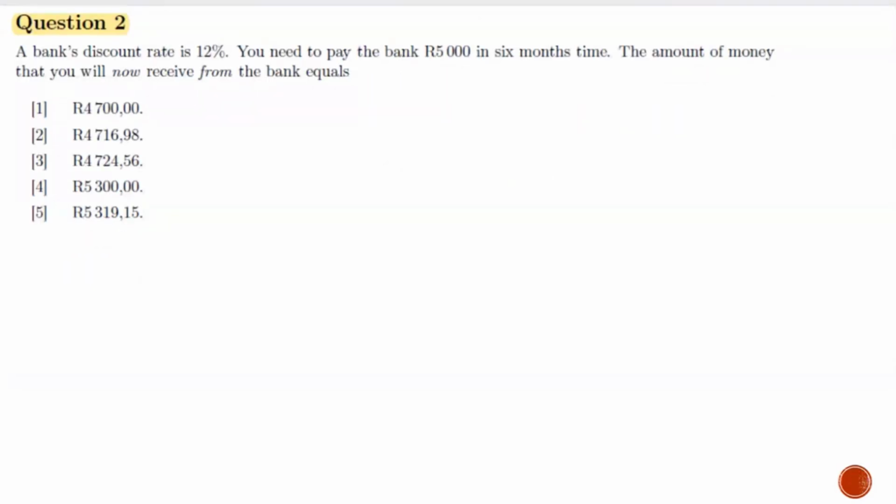Here a bank's discount rate is 12%. So here you are given your D is equal to 12%. You need to pay the bank 5,000 in 6 months' time. So you can see just from the English that your S is equal to 5,000. And then in 6 months' time, so your time is equal to 6 over 12. You divide by 12 there. The amount of money that you will receive now from the bank, so here you are calculating for your P.